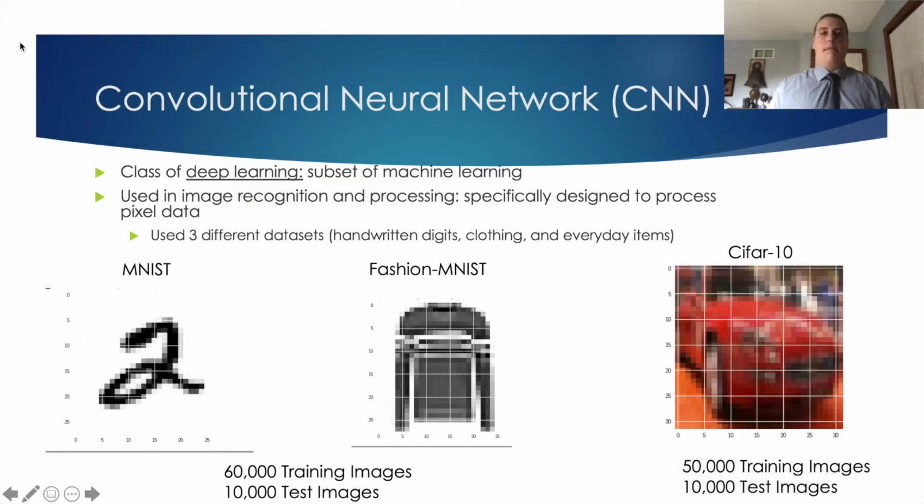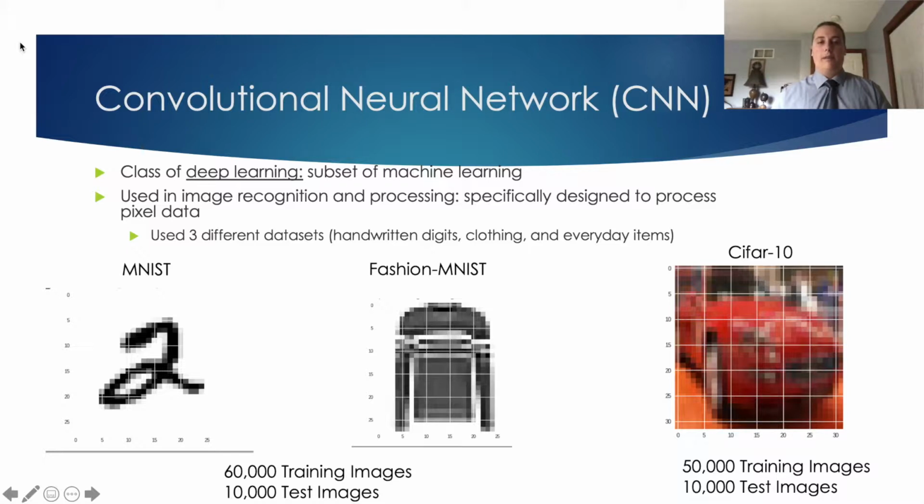Okay, so then in my model, I used a convolutional neural network, and this is just a class of deep learning, which is a subset of machine learning. And it's used a lot with image recognition because it can process a lot of pixel data very fast. And in my case, I used 3 different data sets. I did 2 that were grayscale and 1 which was colored.